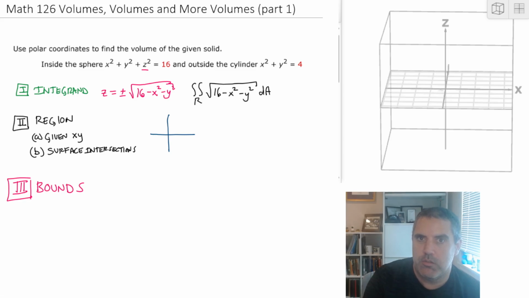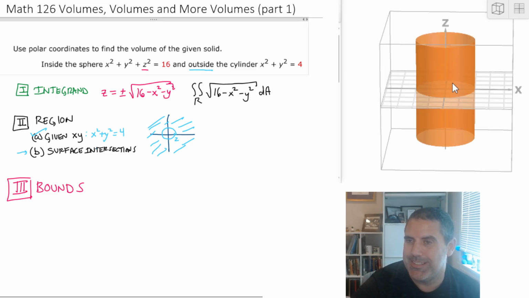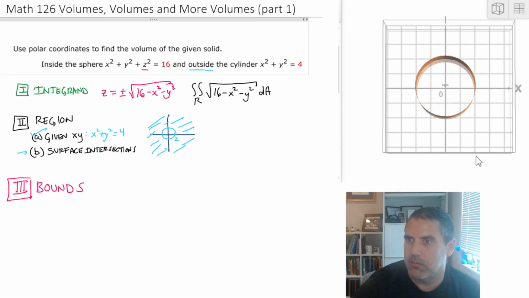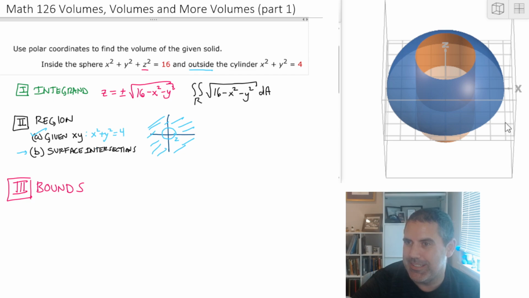For drawing the region, I draw any given xy equations, meaning restrictions that only have x and y. And in this case, they only gave me one. Done. It actually says outside of this. So that doesn't make any sense. This sometimes happens, and when it doesn't make sense after you do that, then you definitely need to do the next step. Now, if you want a visual, what we're talking about is this cylinder. So outside the cylinder, what we just drew is this. Outside the cylinder.